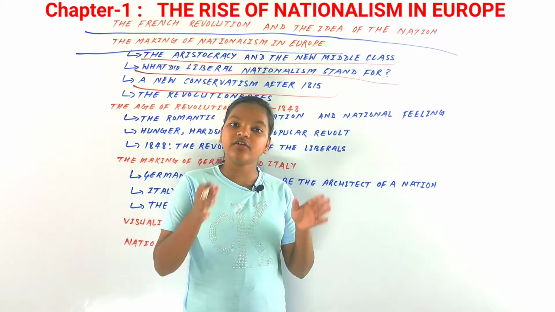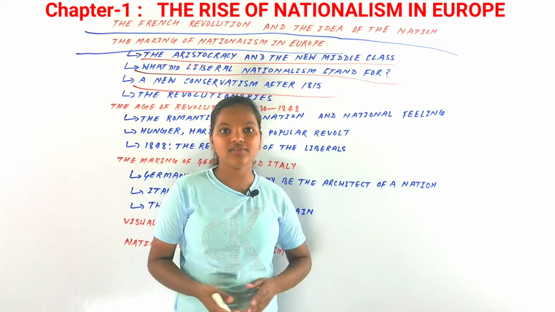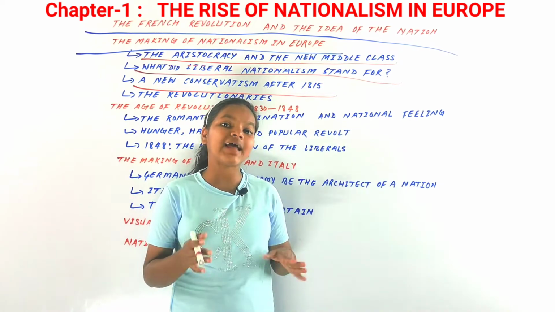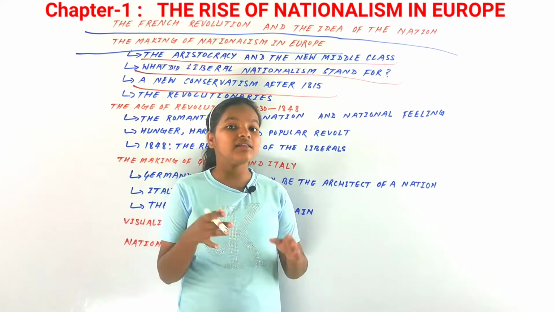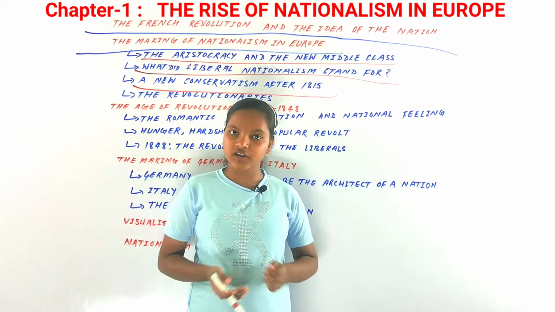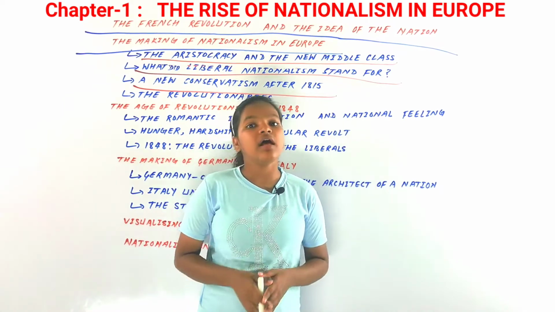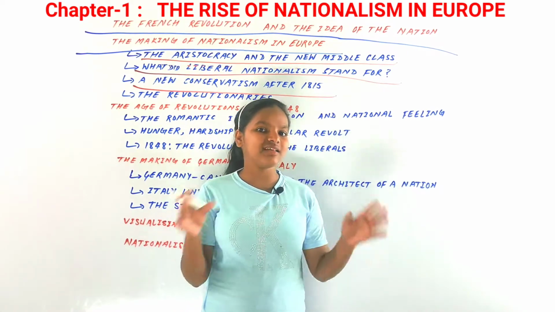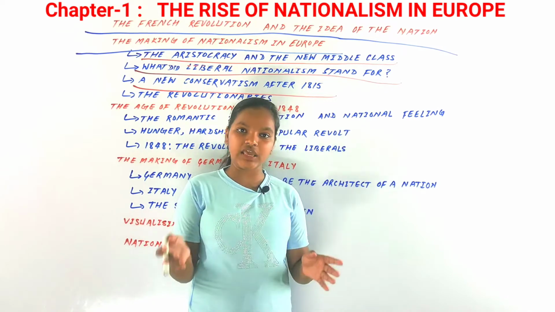After defeating Napoleon in 1815, all these great powers of Europe met at Vienna, and there they made a treaty among these four countries. According to that, all those areas that were defeated by them were given to each one of them.